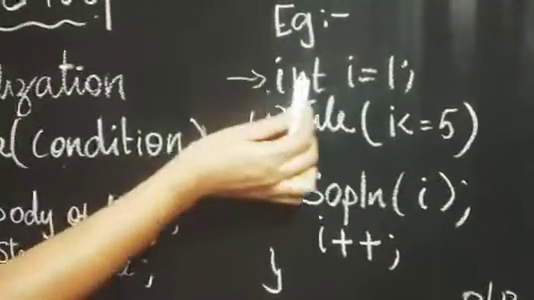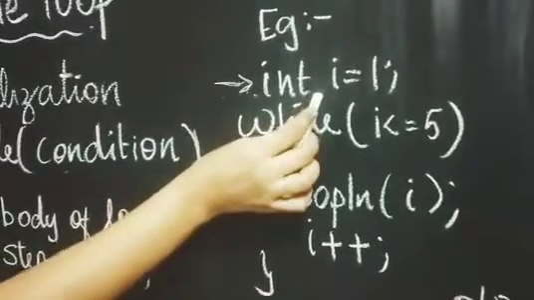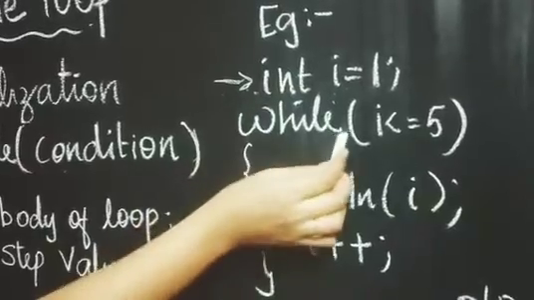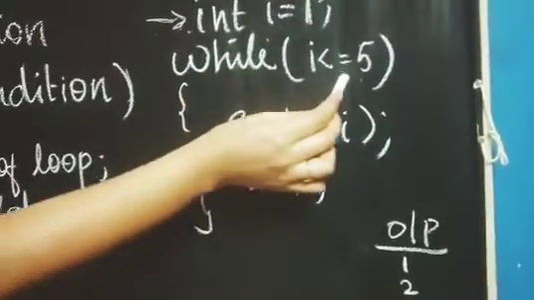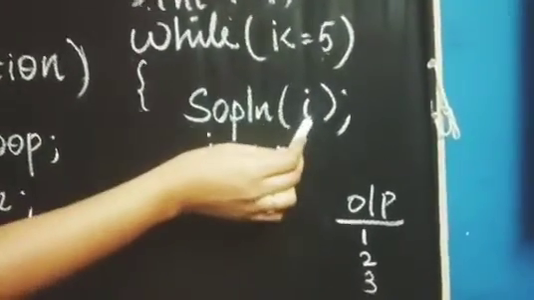So I is equal to 1. I is equal to 1 is the initialization statement. So I has been initialized with the value 1. Then while I is less than or equal to 5. So the condition is I is less than or equal to 5. Then inside the block SOP ln of I.